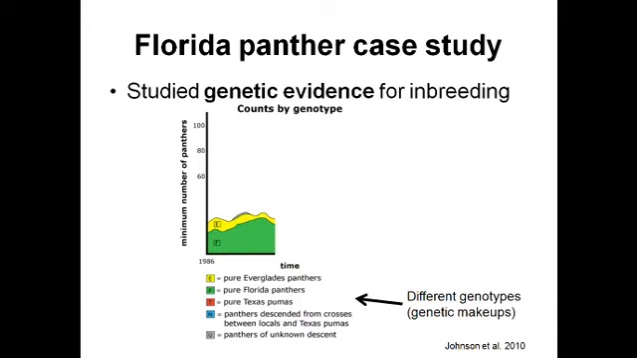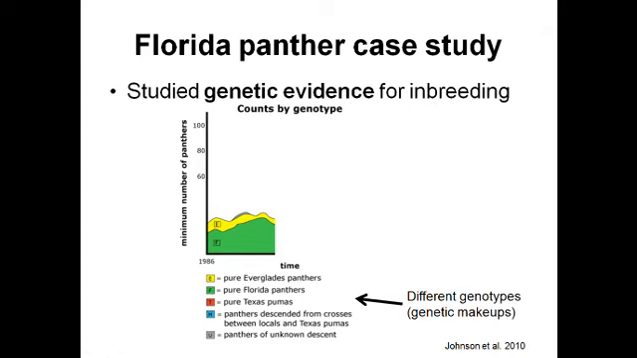And then they did some genetic analysis based on their blood samples, and they found that there's only several genotypes. In this case it's color coded, right? So green, yellow, and a little bit of gray. So only 3 genotypes in the Florida panther populations. This is not good. It's an indication of very low genetic diversity of this population.